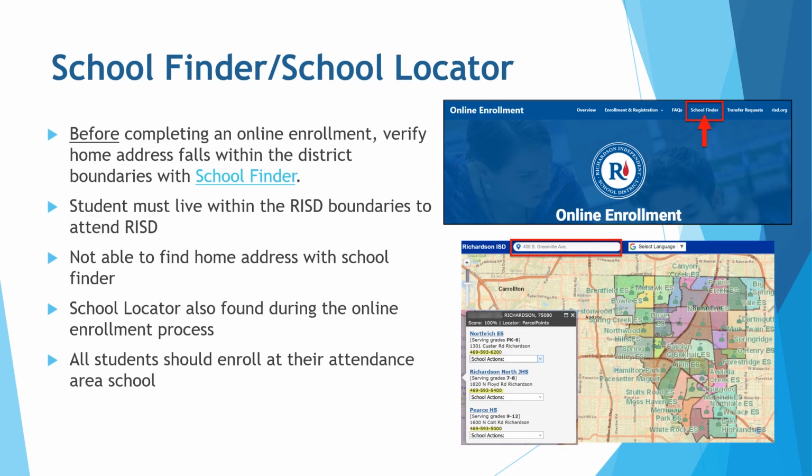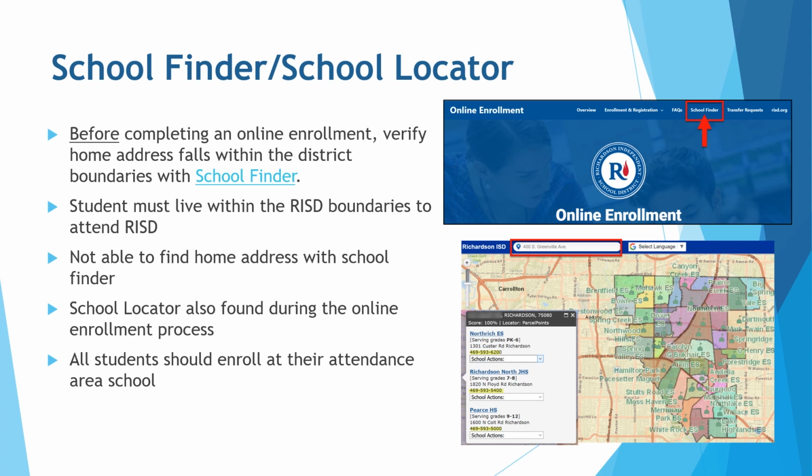Before completing an online enrollment, parents must verify that their home address falls within the district boundaries using the RISD School Finder tool, also known as School Locator. In order for a student to attend school in RISD, the student must live within the RISD boundaries. If you are not able to find your home address with School Finder, it means that your home address is outside of the district boundaries. Therefore, an application should not be completed. If you think that there might be an error, please contact your nearest school for assistance.